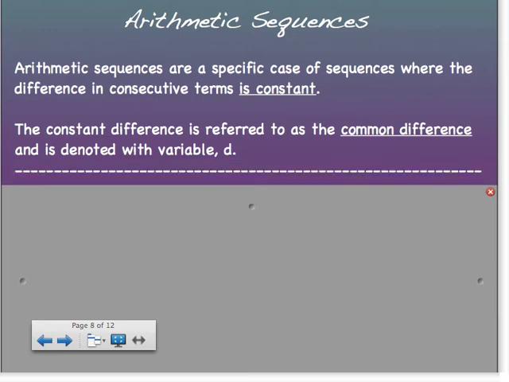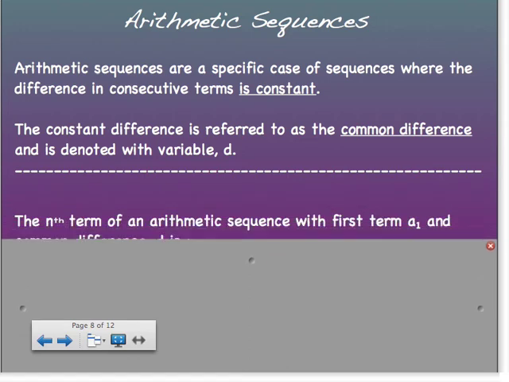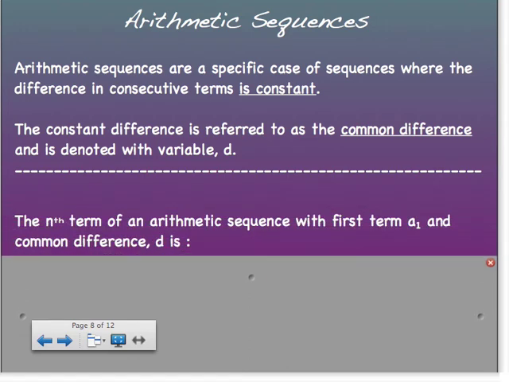In general, if I want to come up with an equation that describes all arithmetic sequences, because they all act the same, whether it's 2, 4, 6, 8, 10, or 3, 6, 9, 12, 15, or 4, 8, 12, 16, 20, all arithmetic sequences act the same. They all have a common difference, and they all act in the same behavior.